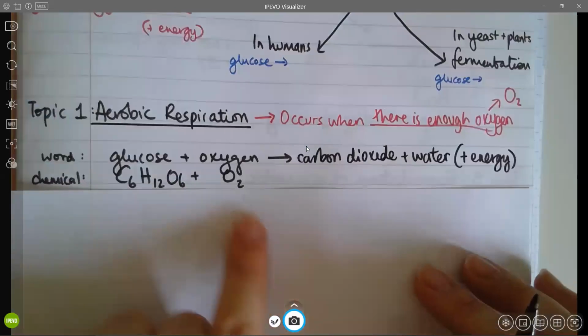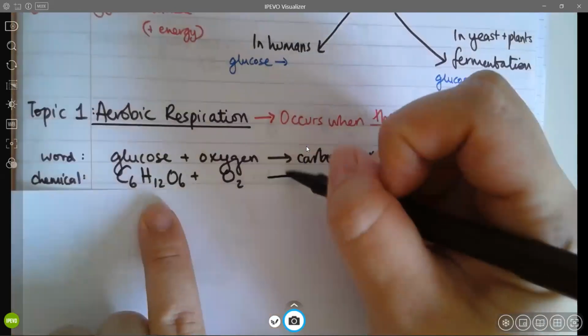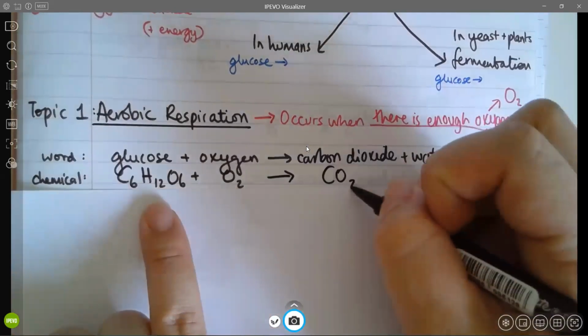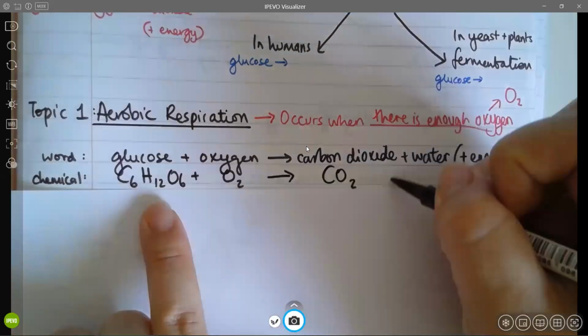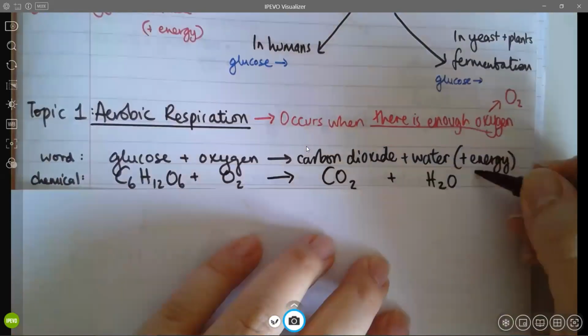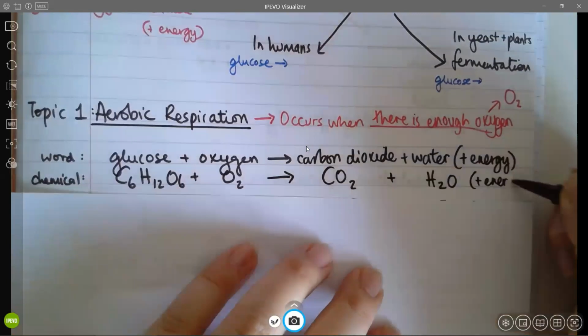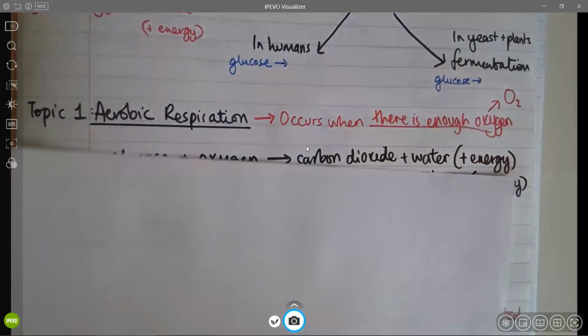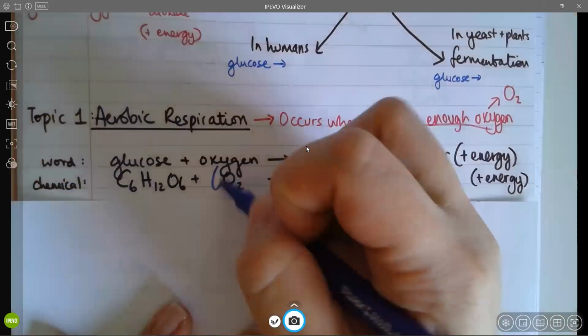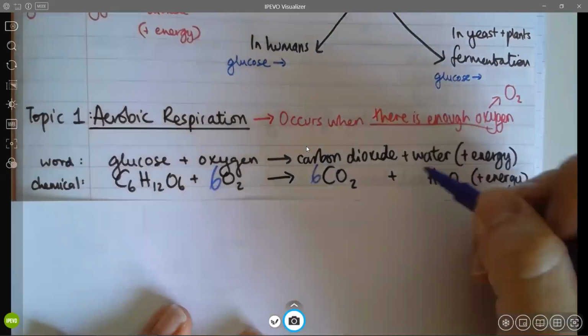The chemical equation with the symbols: carbon dioxide is CO2 and water H2O. We also can add energy because it is released. Now we want it balanced. So very simple, we just add 6's in front of the oxygen, the carbon dioxide and the water there.